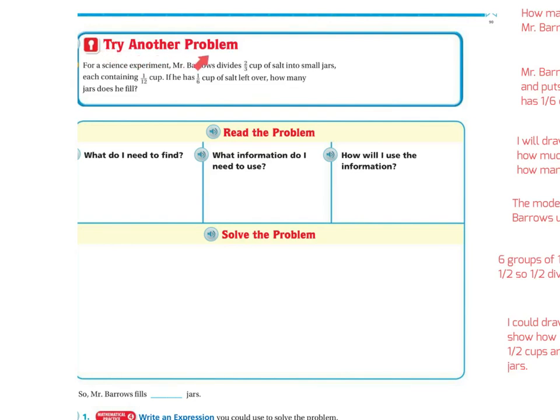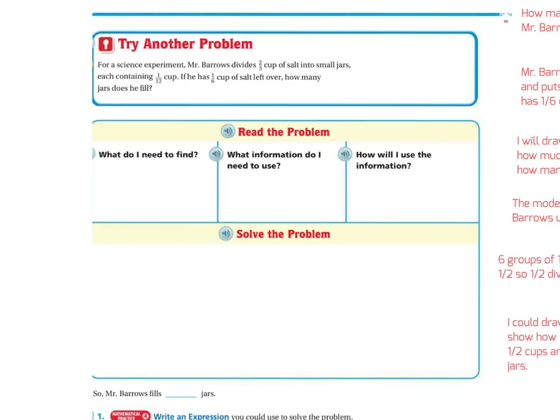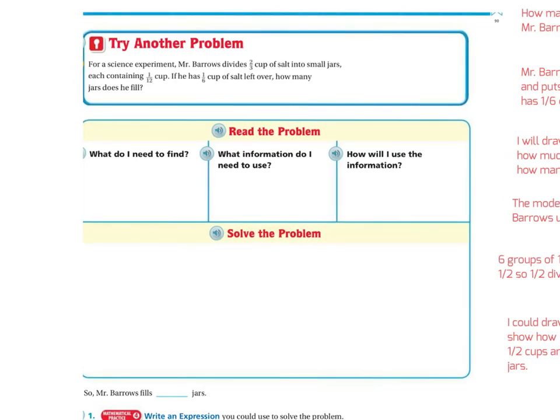Let's try another problem. For a science experiment, Mr. Barrows divided 2/3 cups of salt into small jars, each containing 1/12 cup. If he has 1/6 cup of salt left over, how many jars does he fill? So first, what do I need to find out? I need to look back in the problem. I want to find out how many jars he fills.